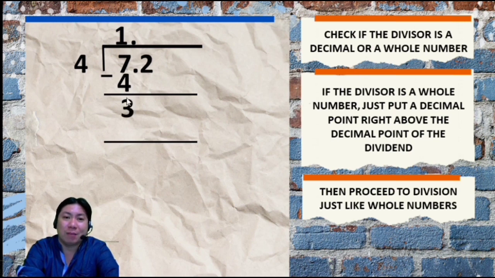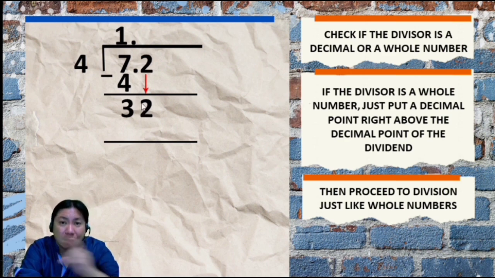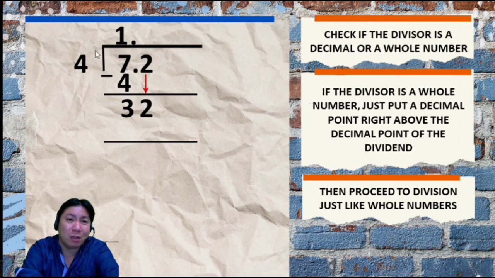Very good, 3. Now, after the subtraction, we need to bring down the next number. So ang susunod na number is 2, so we need to bring that down. 3 will become 32. Now that we're done with subtraction, ang sabi ko kanina, we will return to the division process. So this number will be divided to our divisor. So 32 divided by 4 is, yes, 8. Notice the alignment of the numbers.